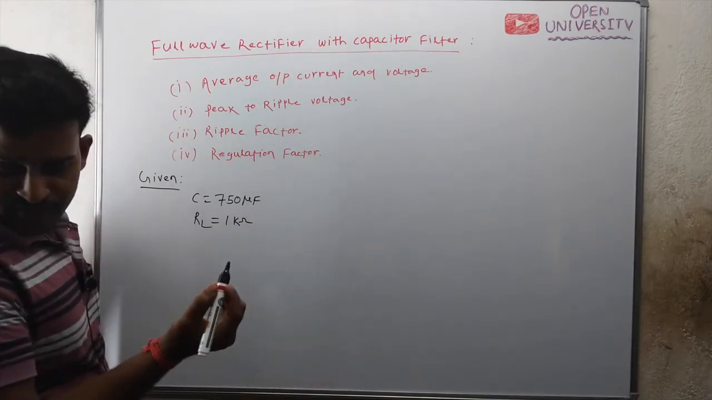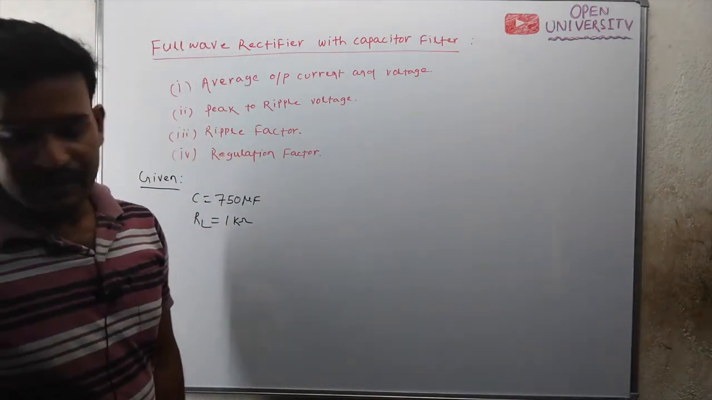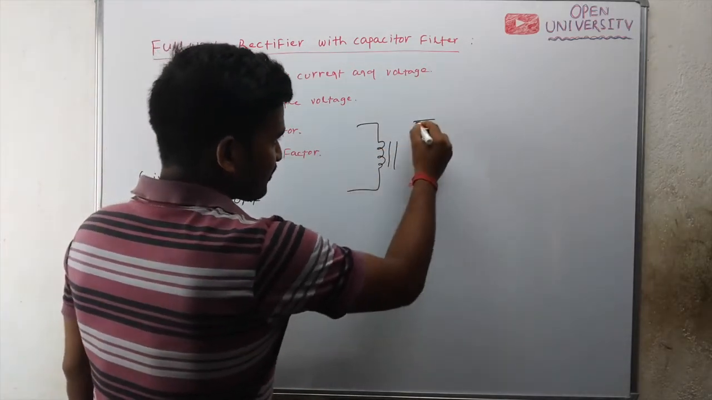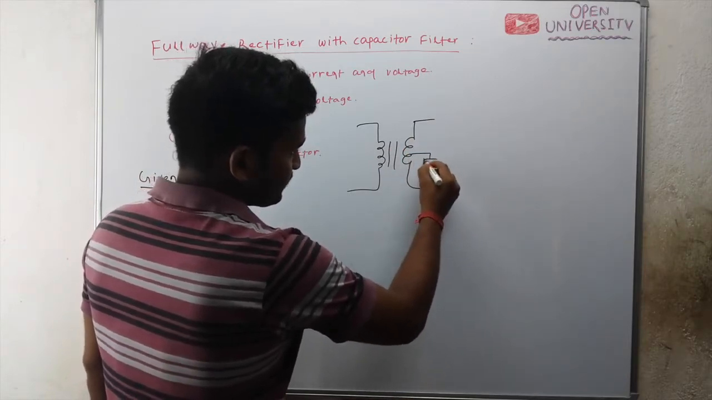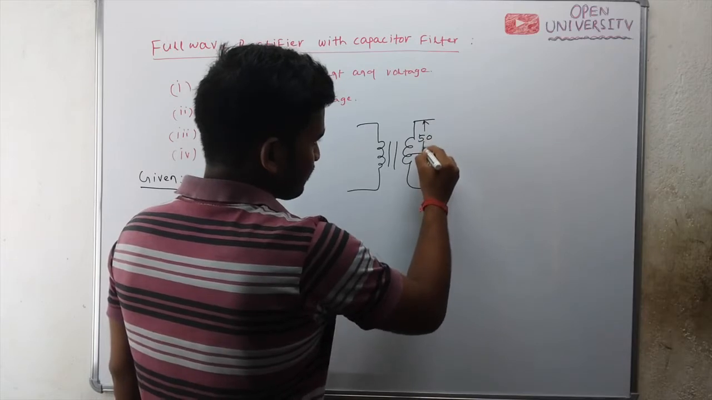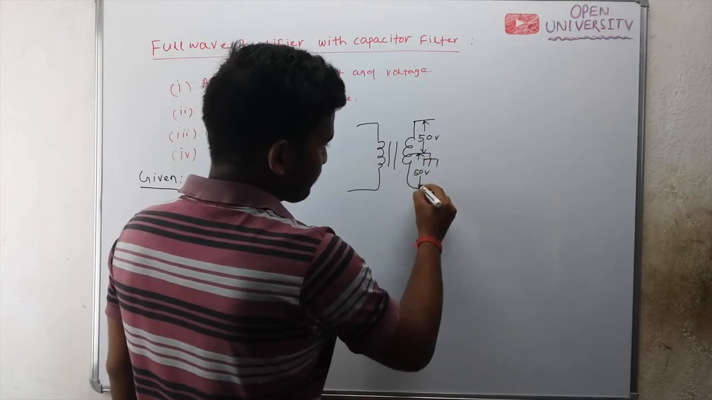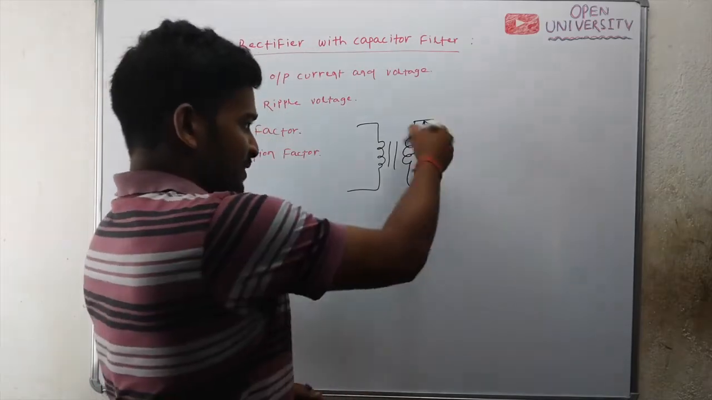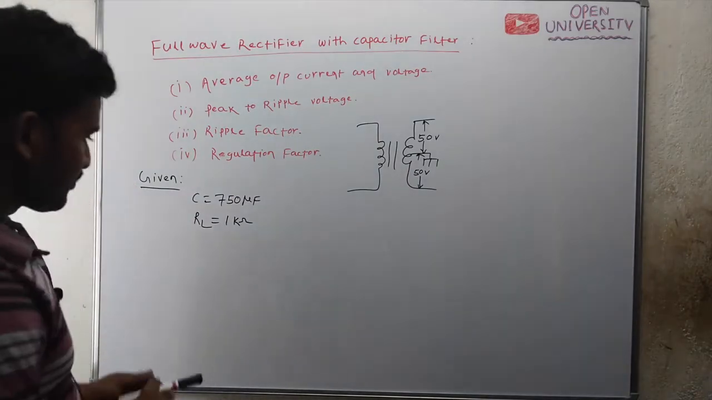If a 50 volt transformer is used, that means it is a center tapped transformer. The center terminal is grounded and this voltage is 50 volt with respect to ground, and this voltage is also 50 volt with respect to ground. These voltages are the RMS voltage. RMS value of the input voltage is given, and then the line frequency.